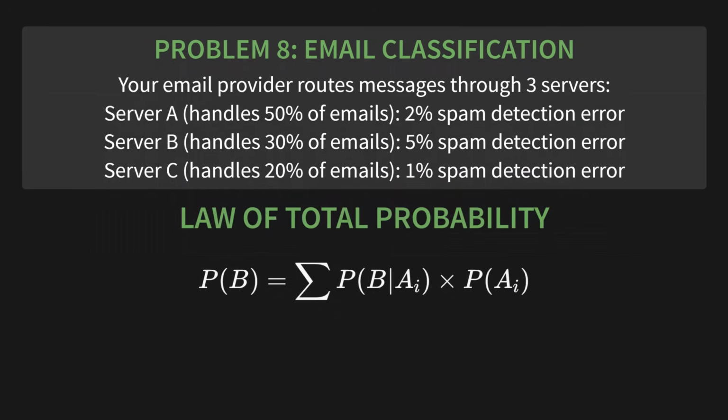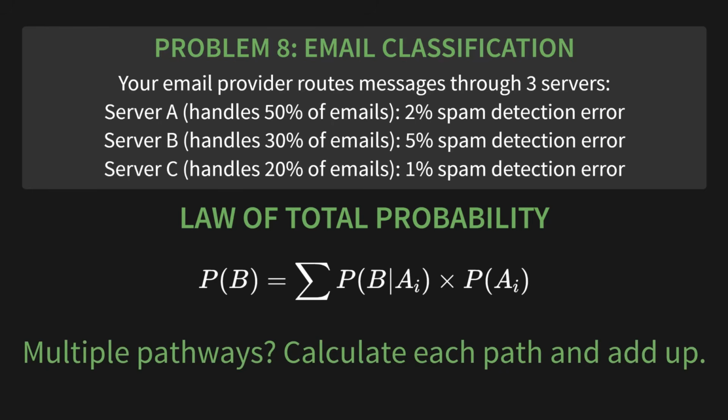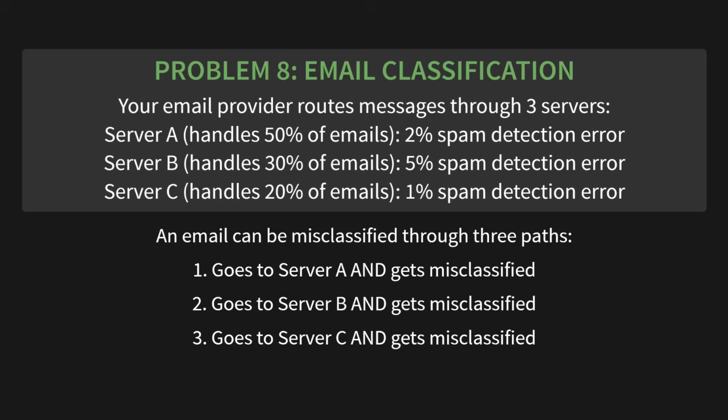This is where the law of total probability becomes your best friend. Think of it like this. An email can take one of 3 paths, and each path has its own chance of going wrong. Let me show you how this works.